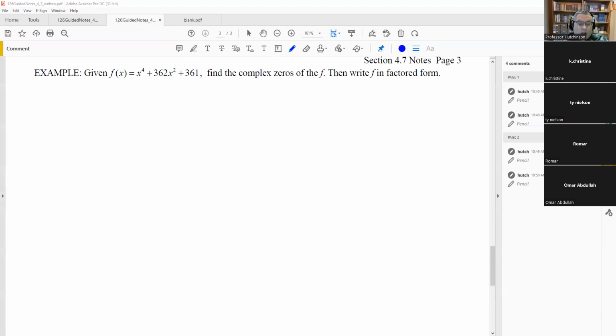Now, if you take a look at what it is, it kind of resembles a quadratic in a way. Okay, if you look at it, because you have three terms, and normally with a quadratic you would have a 2, a 1, and a 0. Well, this I have a 4, a 2, and a 0.